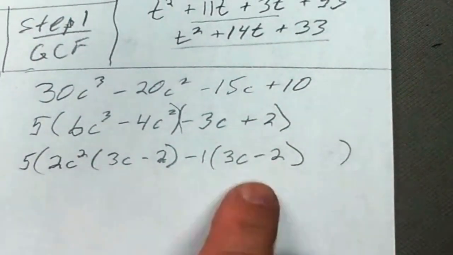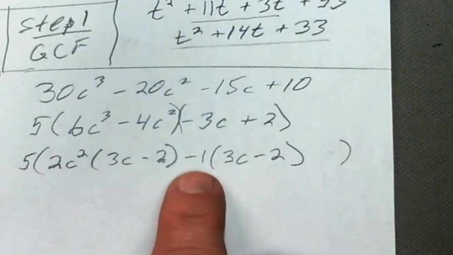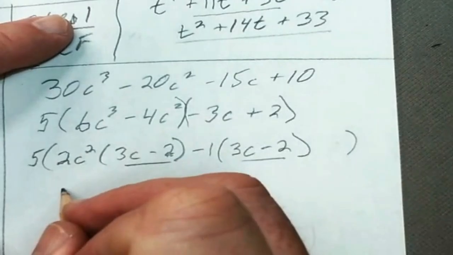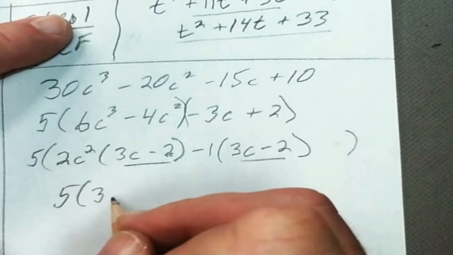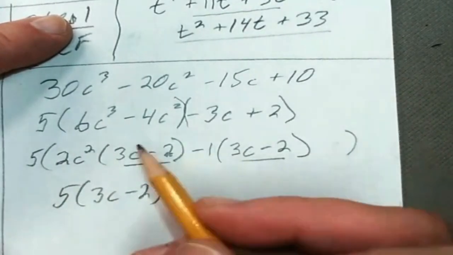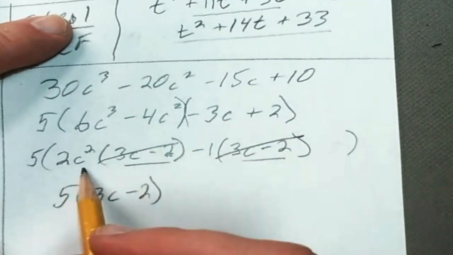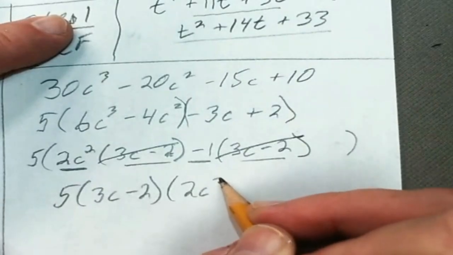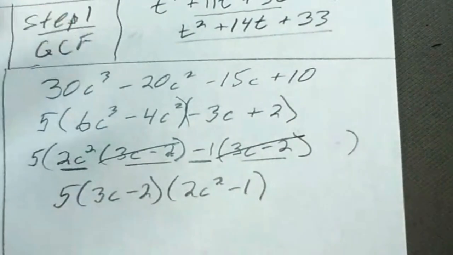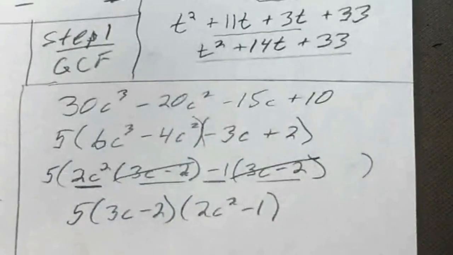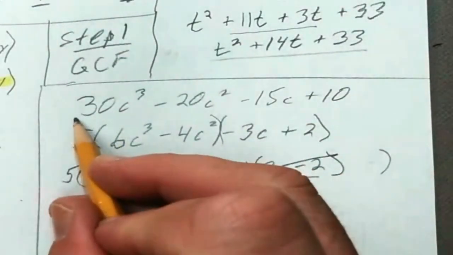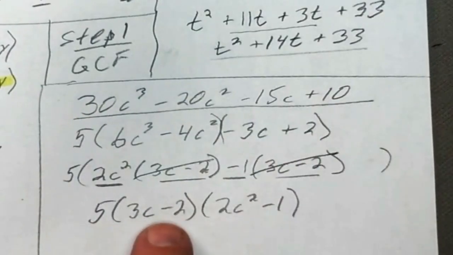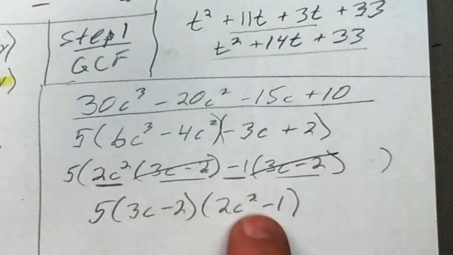So we've got a 3c minus 2 in both terms by factoring out a negative 1, which means this can now be factored to the front. So you got 5 times 3c minus 2. And when you factor this out of both of those, that leaves this 2c squared minus 1. And that's it. This is the factors of this. We can factor this to be 5 times 3c minus 2 times 2c squared minus 1.